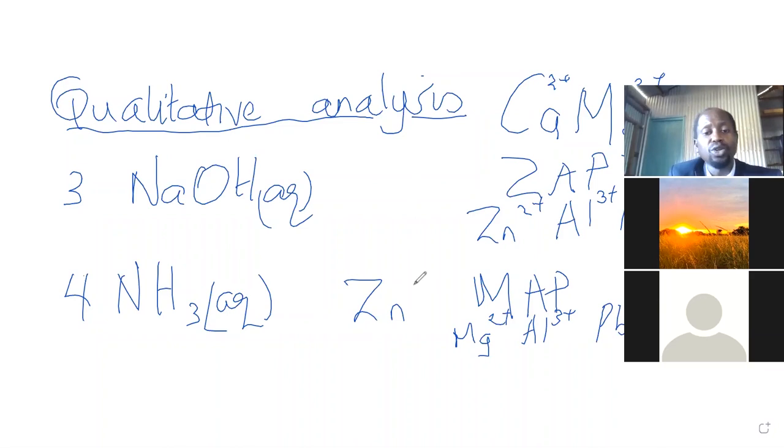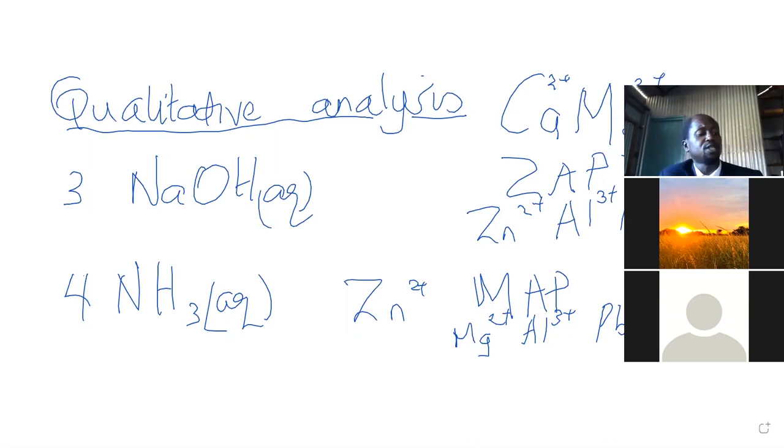So ammonia solution. Whenever a solution is colorless and you are adding ammonia solution, you must have those 4 cations in mind. Zinc on its own, then MAP: magnesium, aluminium, and lead 2. So the first possible observation for addition of ammonia would be no white precipitate.